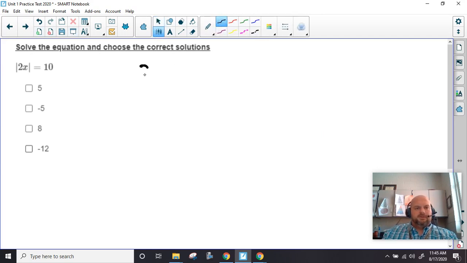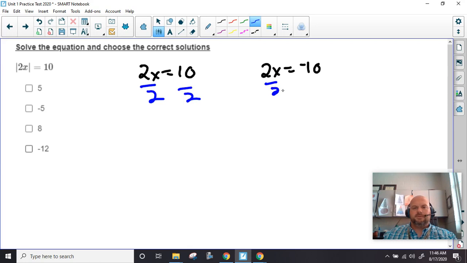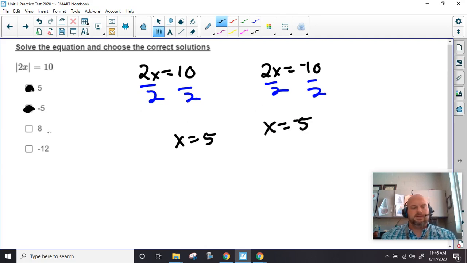Moving on to x equals 10 and x equals negative 10. Divide by 2, divide by 2. X equals 5. There's one. X equals negative 5. There's another. I put these up here in case you subtracted instead of dividing. Those I had in class before, that's what you would do instead of divide.